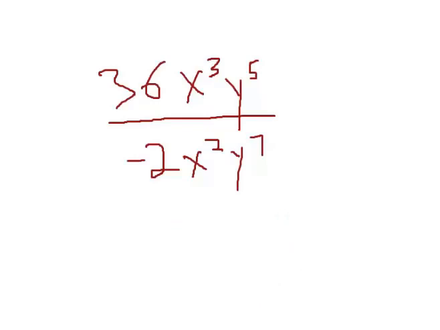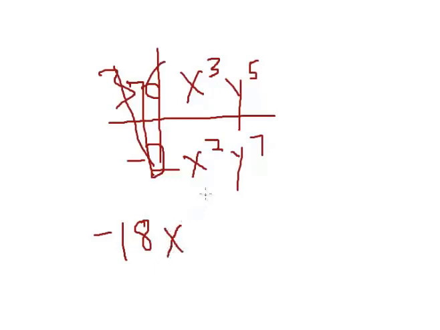So let's see how we would do something like this. The number you can divide with the number. For example, 36 divided by negative 2 is negative 18. So let's start by writing this negative 18. And the numbers basically just canceled out, okay? Then you can say x to the third divided by x to the second, so subtract the exponents. That's 3 minus 2, is x to the first. So we can just leave the x over here.